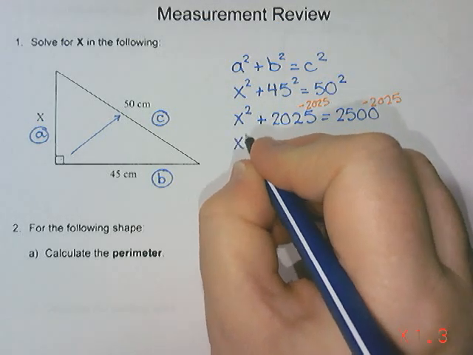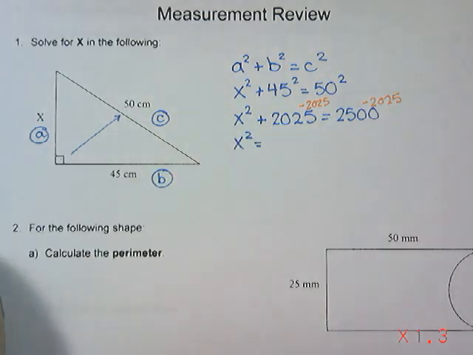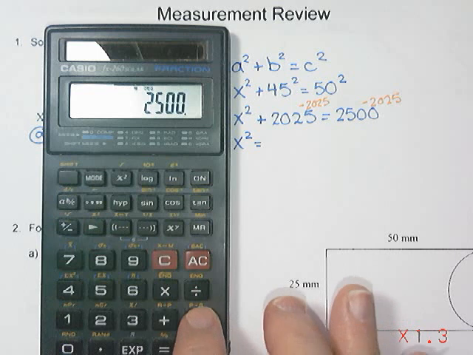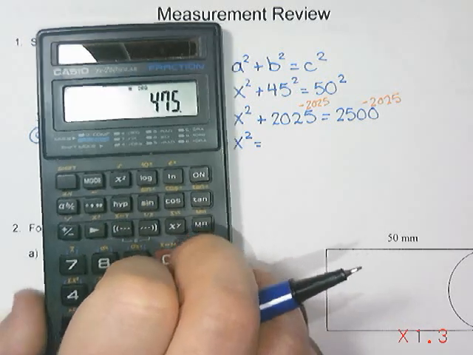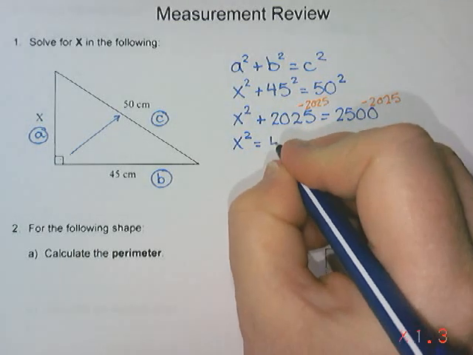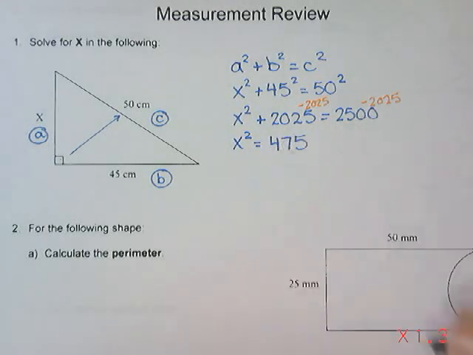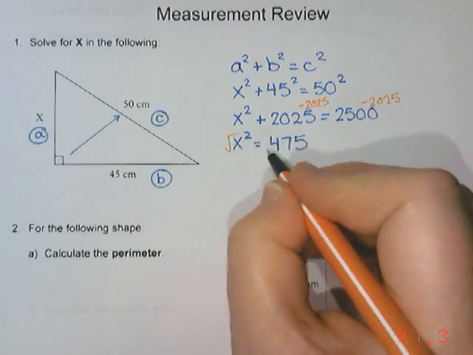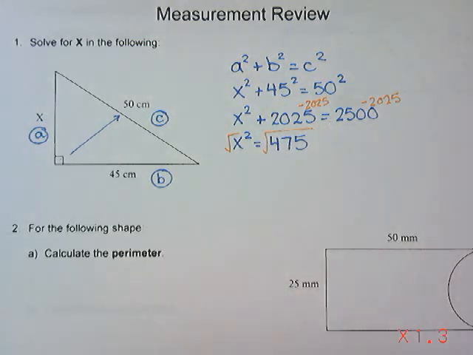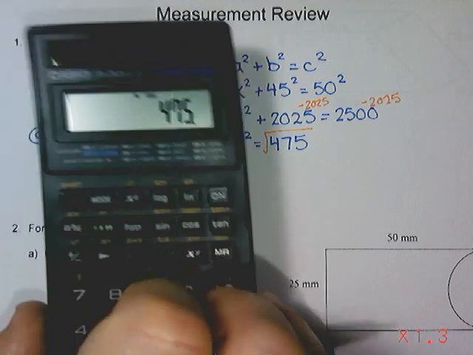So I get x squared equals 2,500 take away 2,025 is 475. And then that is x squared. I need to calculate just x. So to cancel out a square, I am going to square root both sides.